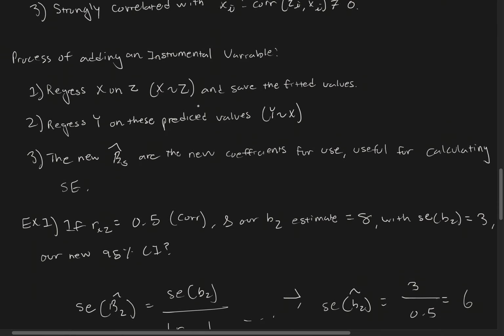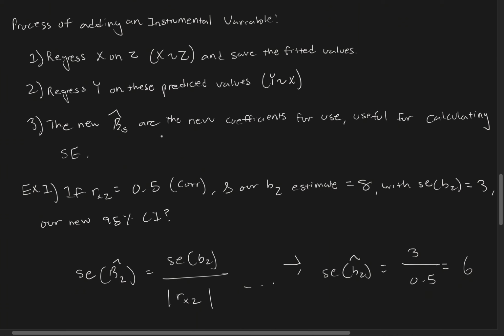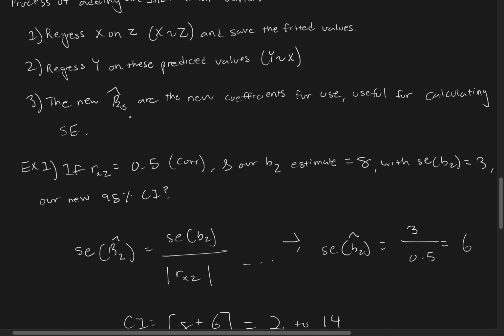So we're essentially comparing the new IV variables to X, and then also testing them on Y. And then we're seeing the impact of Z onto Y, which is our new beta.